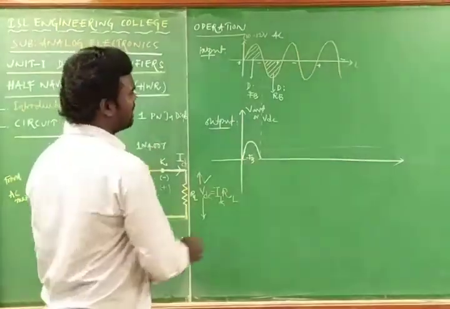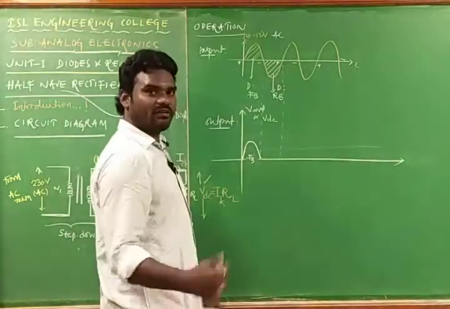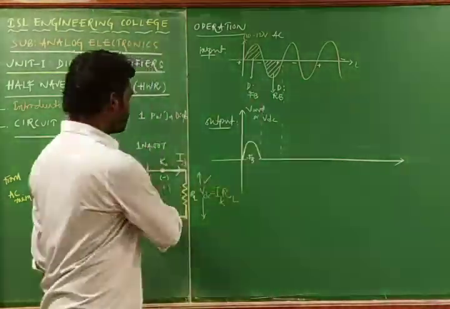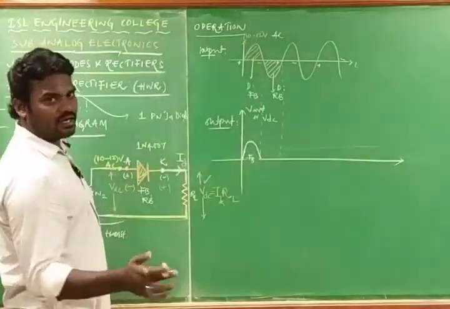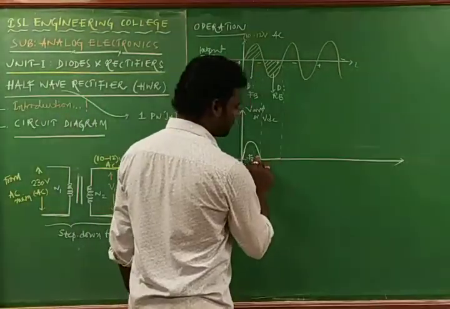During the negative half cycle, what happens? During the negative half cycle, the diode will be in reverse bias. In the reverse bias, there is no current. If there is no current, there is no voltage, so this will remain the same only.